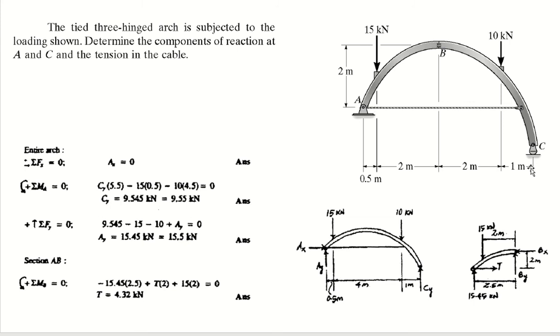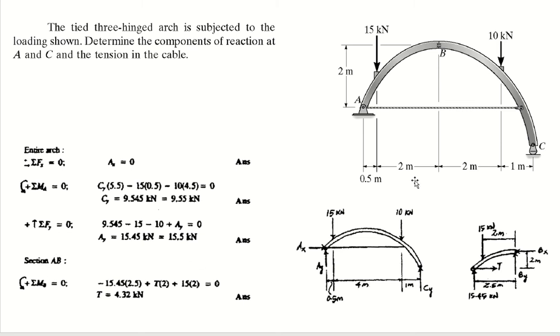This Cy is known. Summation of Fy will give you the value of Ay. So summation of Fy is equal to 0. 9.5455, which is your Cy, minus 15 this, minus 10 this, so that it will give you a value of Ay equal to 15.5 kilonewton. So you are done with the reactions at support A and C.